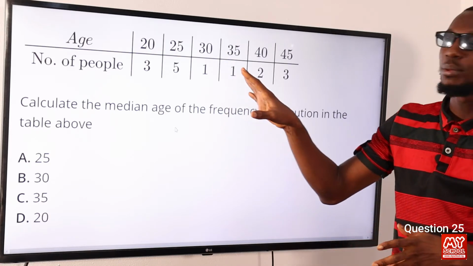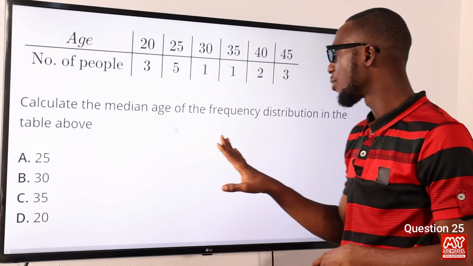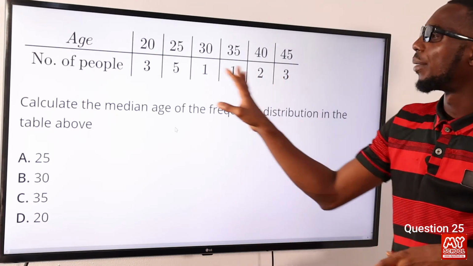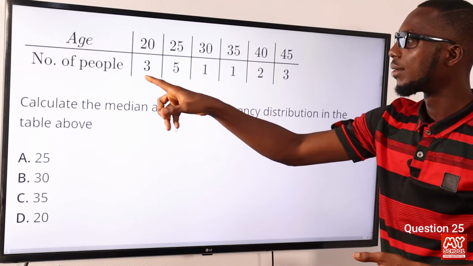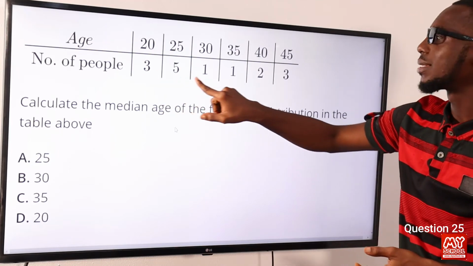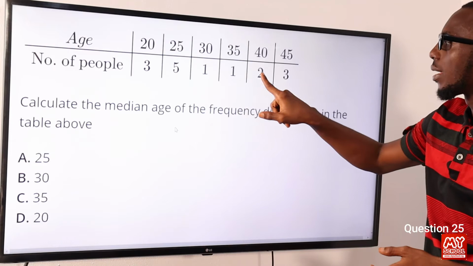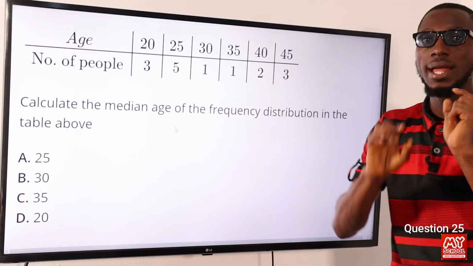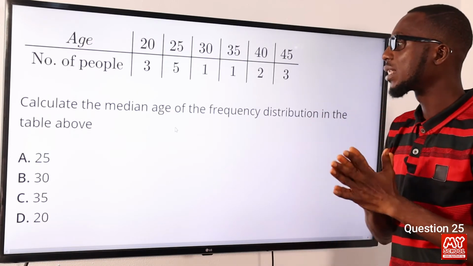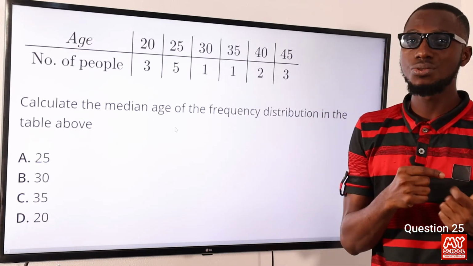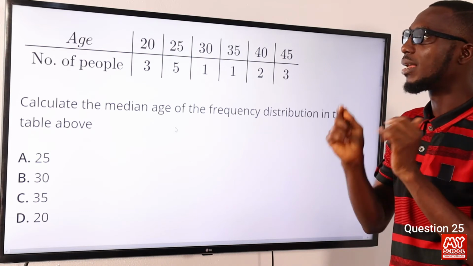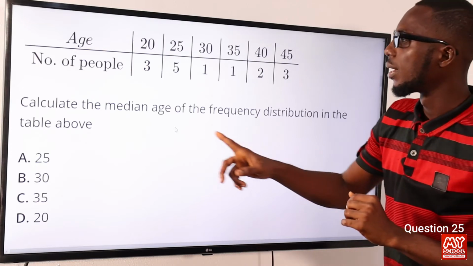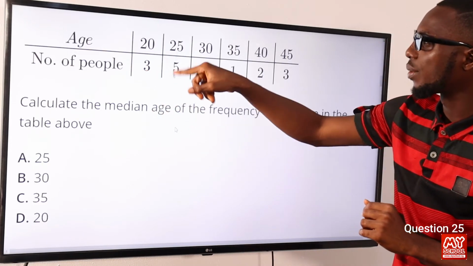So we have this table, all right? Calculate the median age of the frequency distribution in the table above. Very easy. So how many are there? 3 plus 5, that is 8. This is 9, 10, 12, and 15. So for median, since we have 15, just add 1 to it. Remember, n plus 1 over 2. So 15 plus 1, that is 16, divided by 2, that is 8. So let's see the age bracket that falls to the 8. Let's see, 3 plus 5, that is 8. So we are looking at age 25.